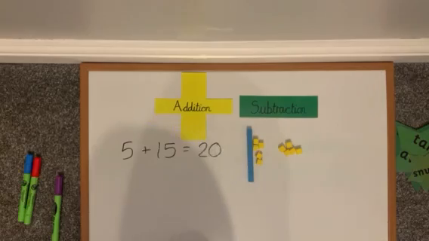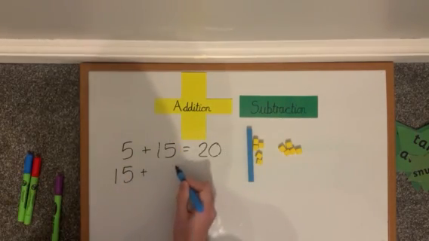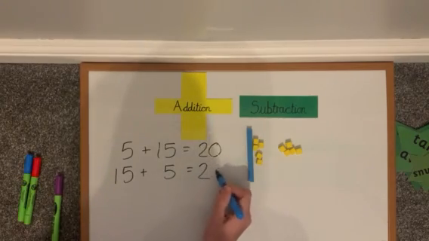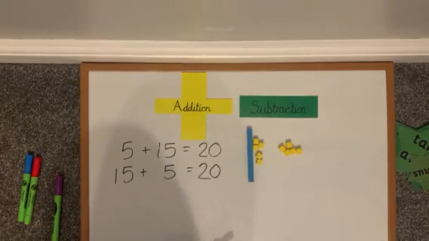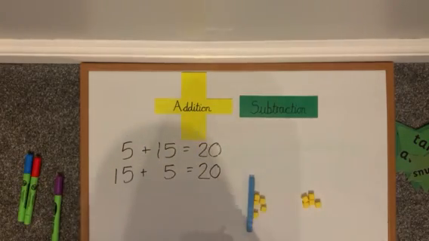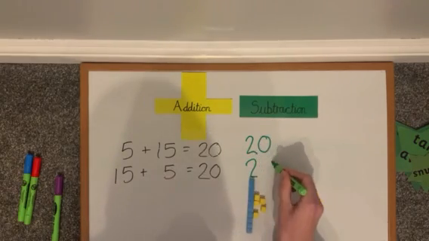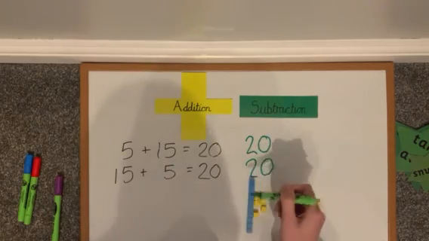15 and 5 make 20. I can add in any order. So 15 and 5 make 20. So I've got my 2 addition number sentences. Now we're going to have a look at our subtraction number sentences. So remember, I need to start with the whole. So I'm finding my number bonds to 20. So 20 is the whole.